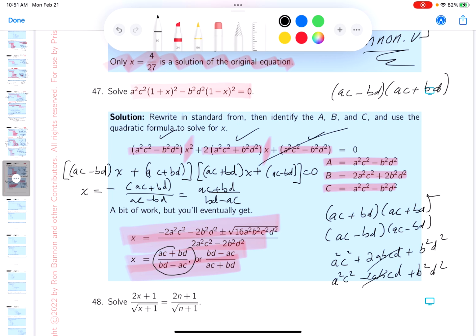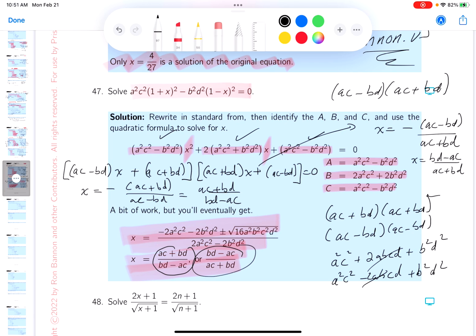Now, if you do this one over here, let's write it down. What's that going to be? X equals minus, well, that's going to be AC minus BD over AC plus BD. And I can write that a little bit differently. How could I write that? X equals BD minus AC over AC plus BD. Let's see if we've got that. And let's see, BD minus AC.